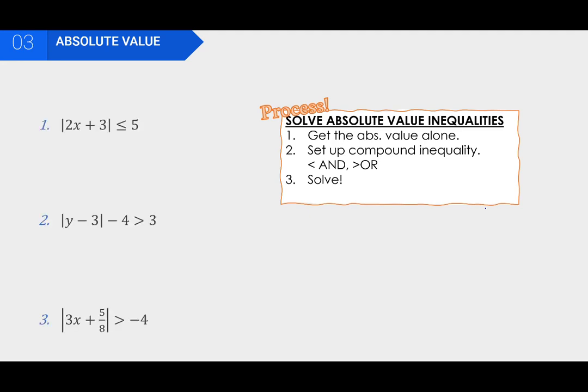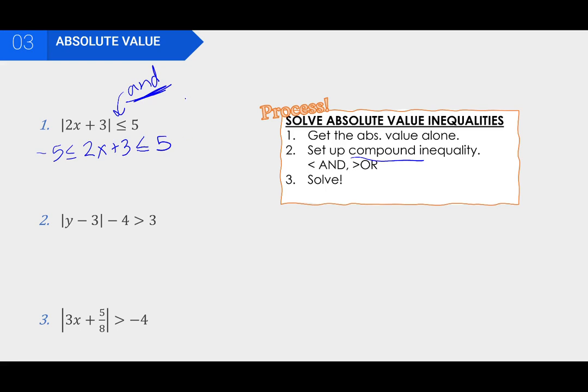Looking at number 1, the absolute value is already alone, check. Number 2, we're going to set up a compound inequality this time. And so we're going to say, less than, that means and. So I'm going to have negative 5 in my expression, and then less than positive 5, right? So negative 5 goes on the left because it's smaller, and we're going to solve our and.